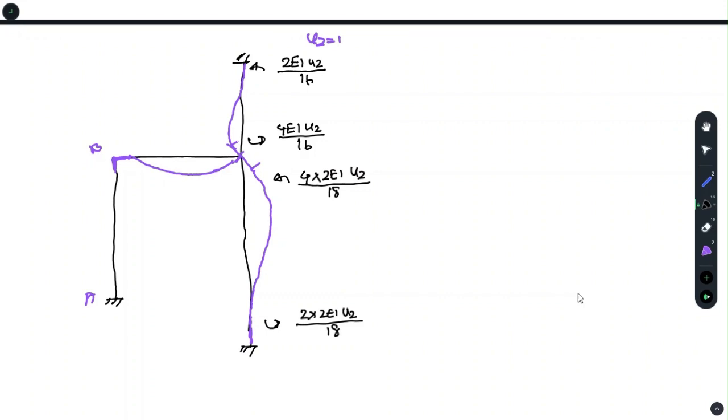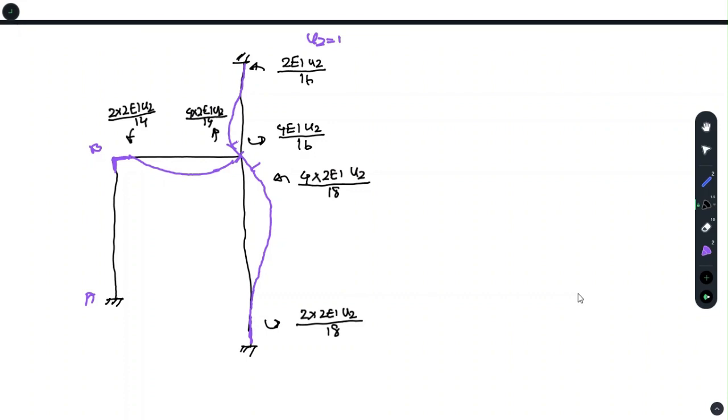And for that, we'll have a moment this way, and the value for this point here will be 4 multiplied by twice EI U2 over the length, and the length was 14, and it will be half of it, which is twice multiplied by twice EI U2 over 14. There will be no moments along this frame, which is AB.